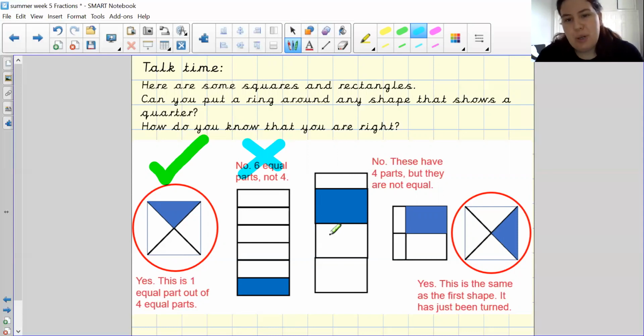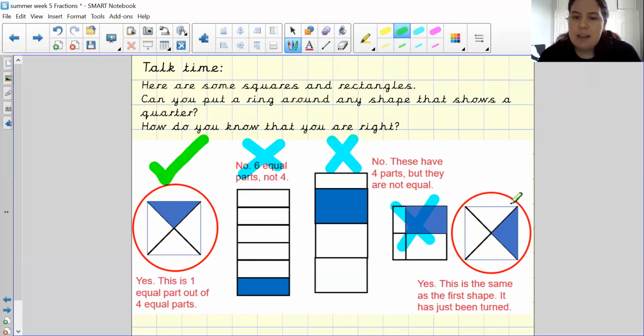But what do you notice the problem is? Well done. One of them is not the same size as all of the others, which means, again, this is not quarters because they are not equal. 1, 2, 3, 4 in my next shape. Again, it is 4 pieces, but as you can see, they are not all equal. So this is not equal.